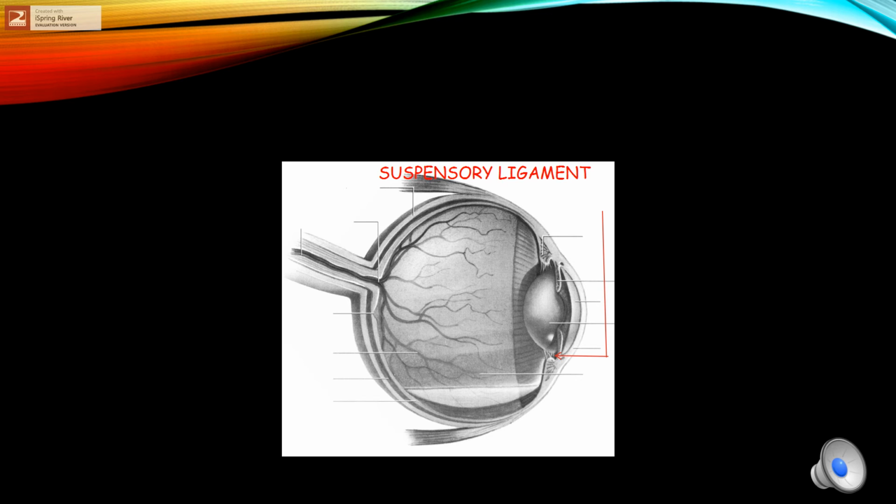Suspensory ligaments, long, thin fibers which connect the crystalline lens to the ring of ciliary muscles. Ciliary muscles, the muscles that control the focusing of the eye, causing the lens to change shape.